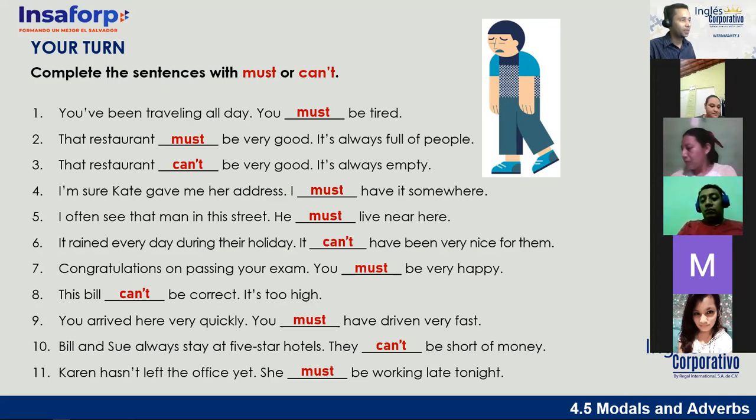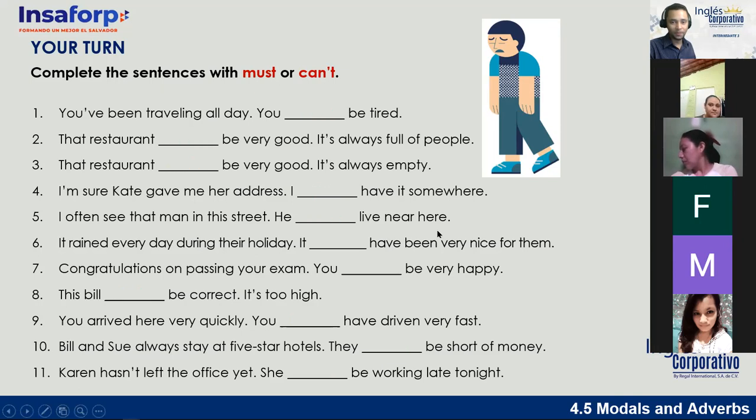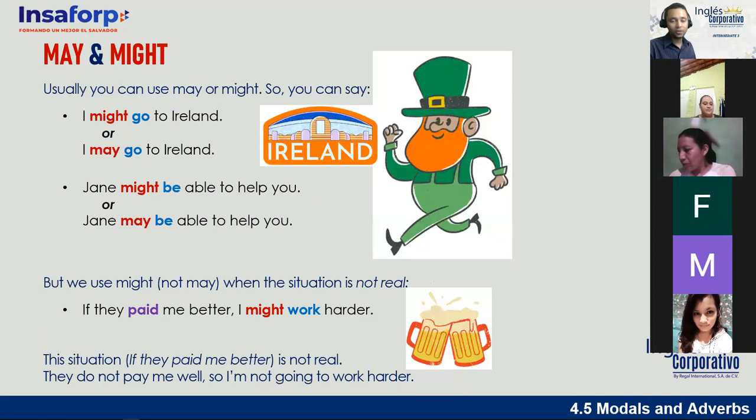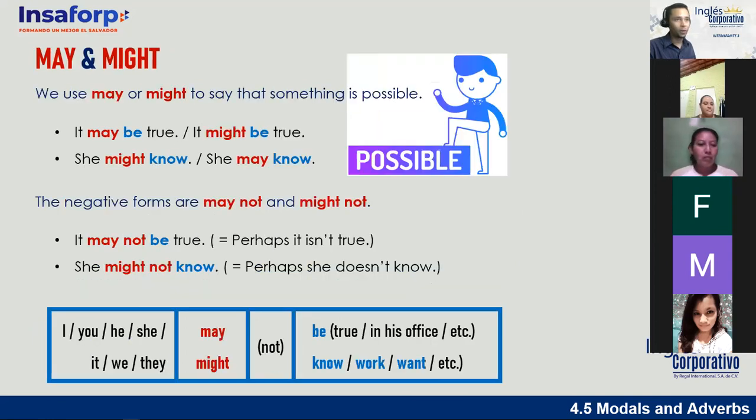Bueno, en este caso, veamos acá. Repaso rapidito. These are the modals that you use to talk about possibility and certainty. May and might. Again, you use them to say that something is possible only. Veamos, ¿quién me puede decir una oración utilizando may or might para expresar algo que es posible? Puede ser una predicción. Let's see, who can tell me?